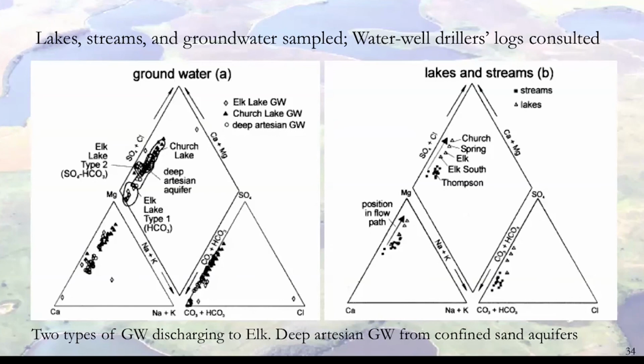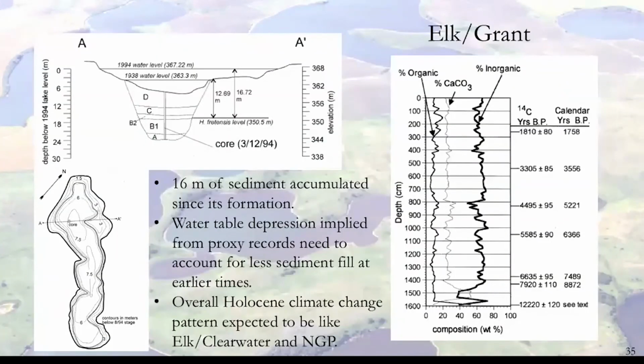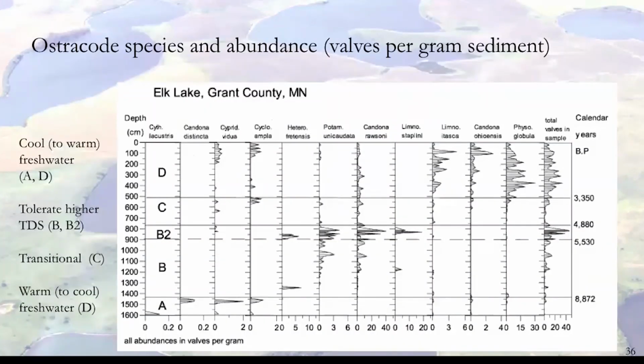Okay, so 60 meters of sediment, and the overall climate change is expected to be very similar to Elk, Clearwater and the Northern Great Plains in general. Across the species abundance, cool to warm, maybe warm freshwater species are found in zones A and D. Species found in zones B and B2 tolerate higher dissolved solids, and in zone D, warm, cool, freshwater species.